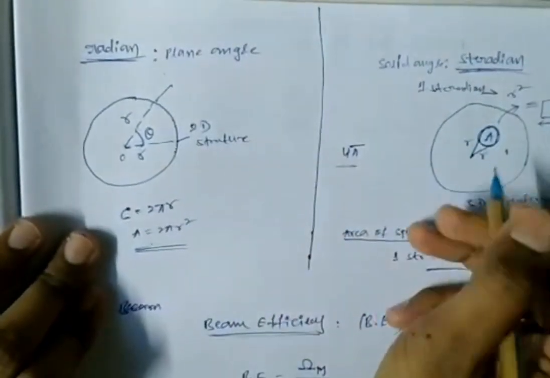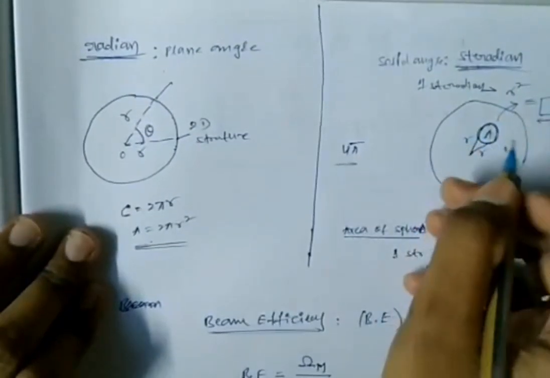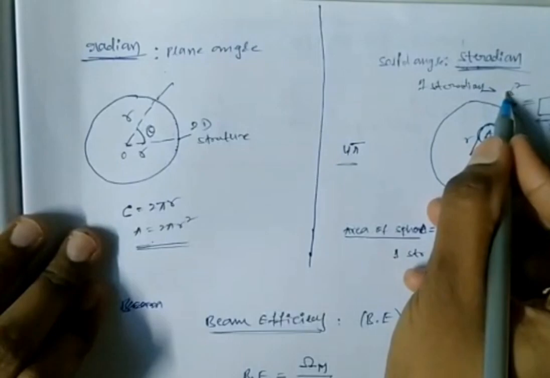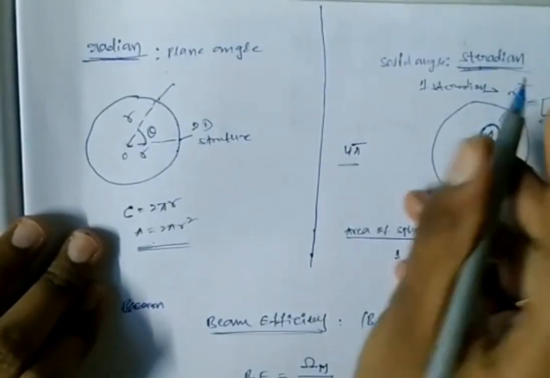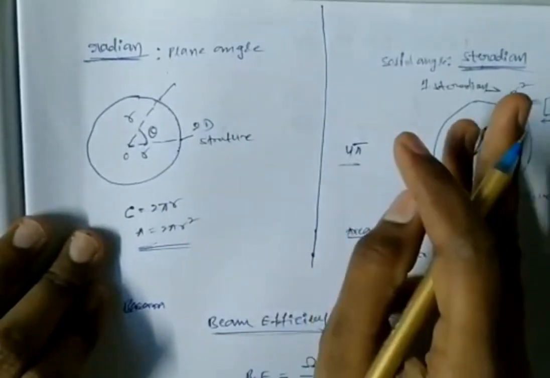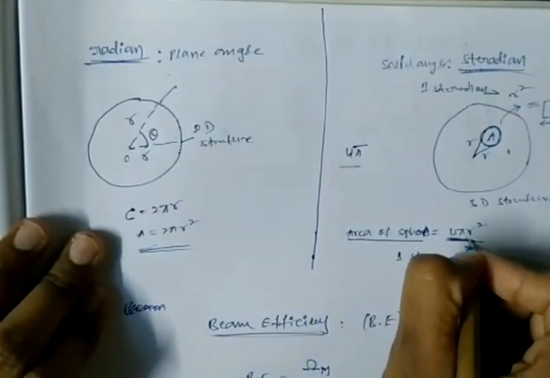And coming to the sphere, from this sphere we cut a small portion. That small portion's area must be equal to the area of a square, that is r square. This r square indicates 1 steradian, and in the total sphere we have 4 pi steradians. That's why the area of the sphere is 4 pi r square.